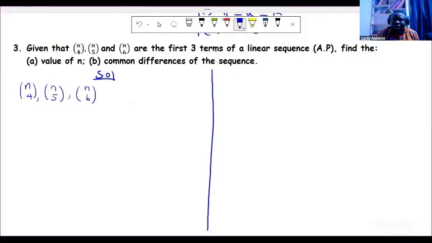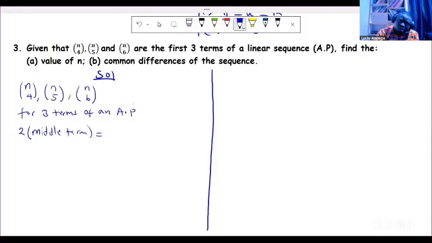So for any 3 terms of an AP, this formula will hold. For three terms of an AP, this will hold. We can now say that twice the middle term, similar to what we did for GP, is the sum of the first and the third term.